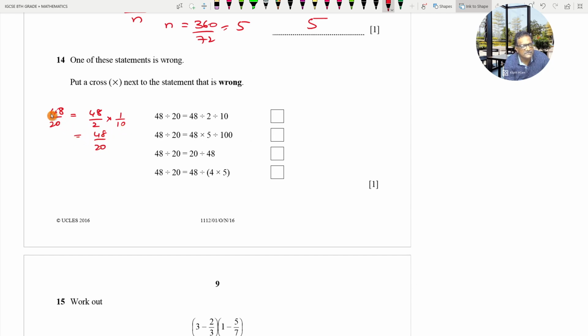Okay, so these two are the same, left hand side and right hand side. So this is a correct statement. Okay, first one is a correct statement. Let us check the second one.